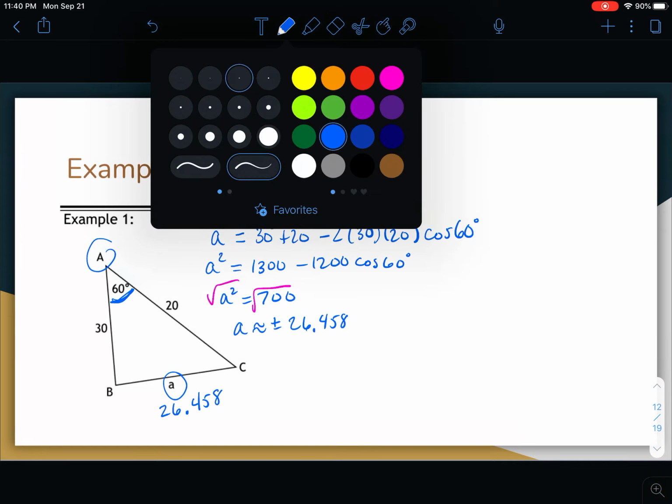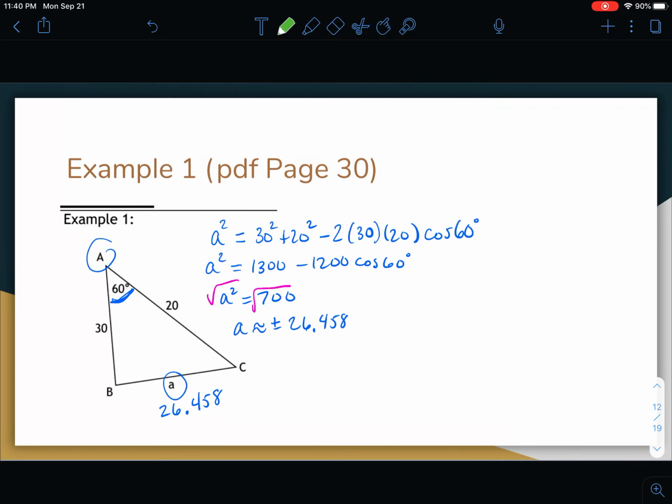So now let's try to find another piece here. So let's try to find angle B. Let's try this. So if we want to try this, let's get this kind of out of our way here. We would have 20 squared equals 30 squared plus 26.458 squared. Now in this case, we don't really have much of a choice but to use that rounded value.